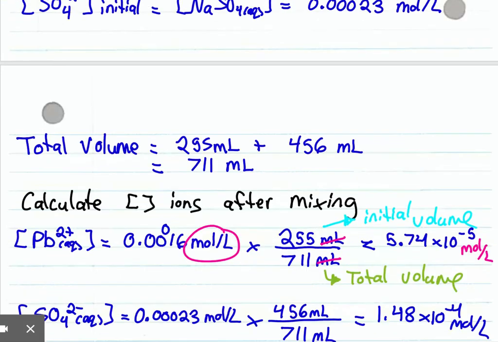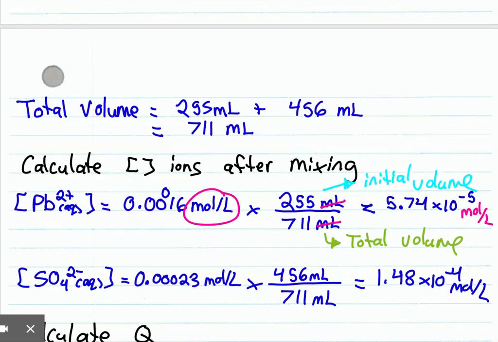Then we're going to do exactly the same thing for our sulfate ion. We're going to take the initial concentration we had from that sodium sulfate, and we're going to multiply it by 456 mils divided by 711 mils. So initial volume over total volume, and we get 1.48 times 10 to the negative 4 mole per liter. So we had to do all of this work to get the ion concentrations in order to calculate Q.